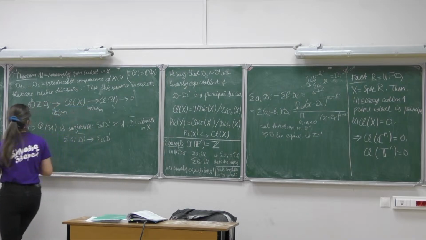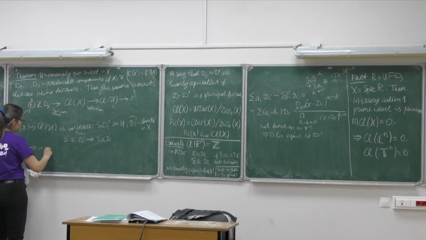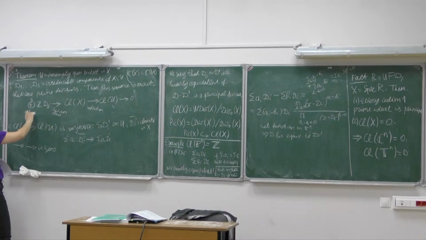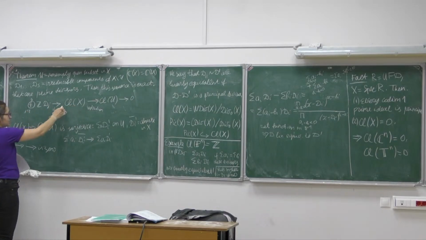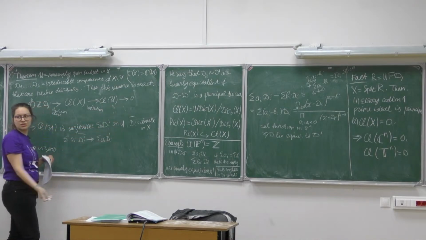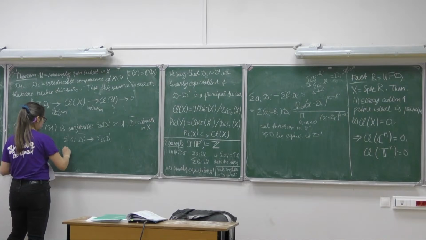Okay, then the composition of two arrows is 0. The composition of these maps is 0 just because this is a divisor in this group, and if we restrict it to U, everything vanishes. It is tricky.